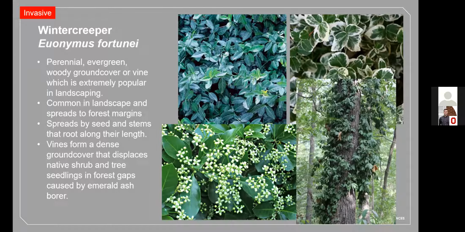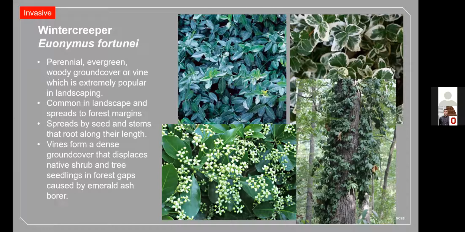Horticulturalists have hybridized over 60 cultivars, including different variegated choices. Even though the Ohio Invasive Plant Council considers this plant invasive, it is not currently banned for sale by the Ohio Department of Agriculture like other invasives and is regularly available in nurseries and garden centers.